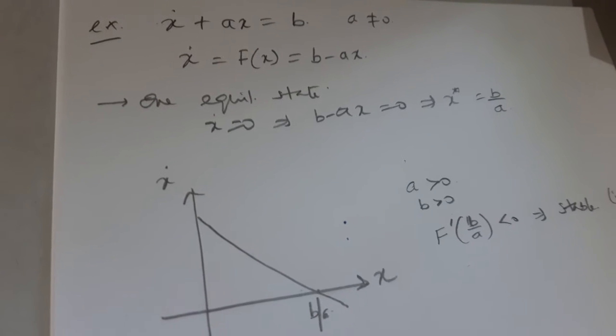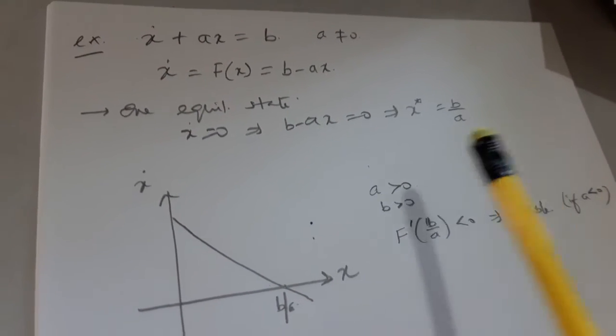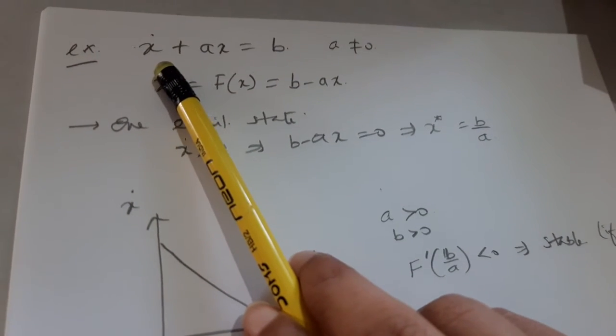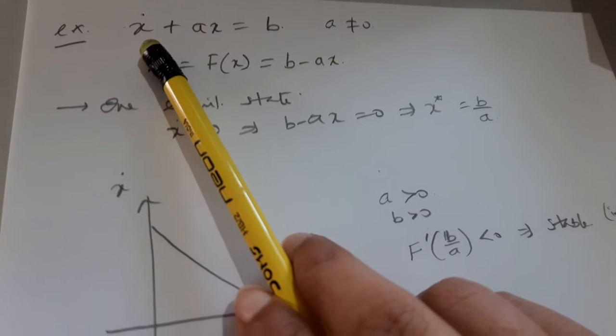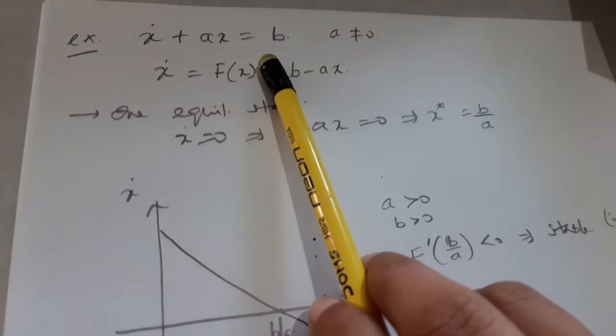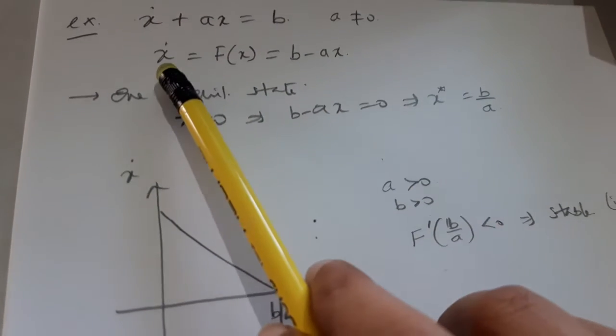Let's now take up a book example to see the stability of equilibrium states. So our differential equation is the first order linear differential equation that we've been studying, which is x dot plus a times x is equal to b. Let us assume that a is not equal to 0.